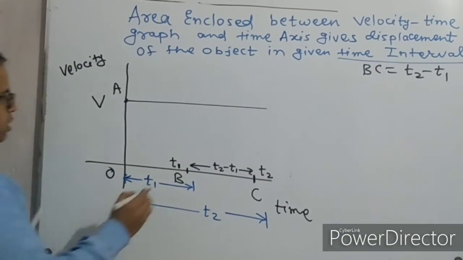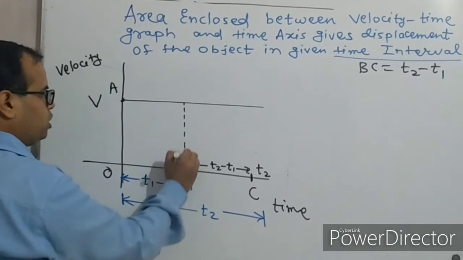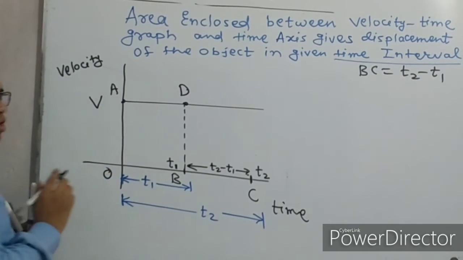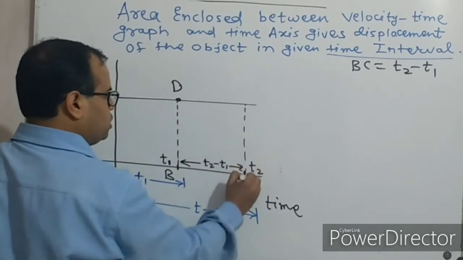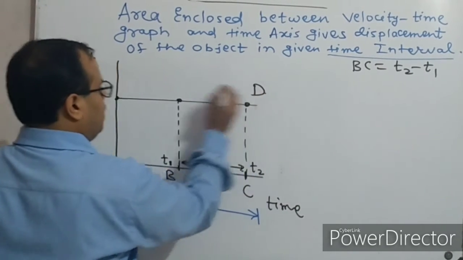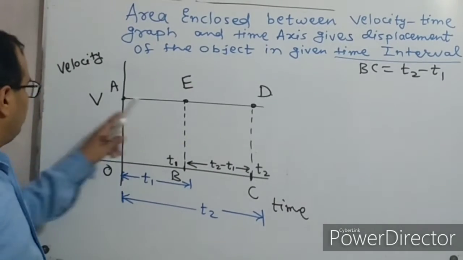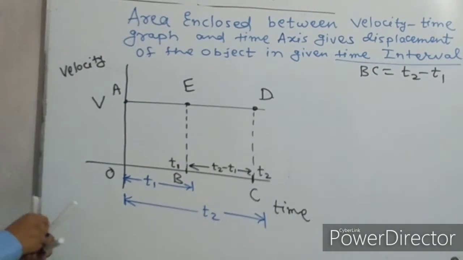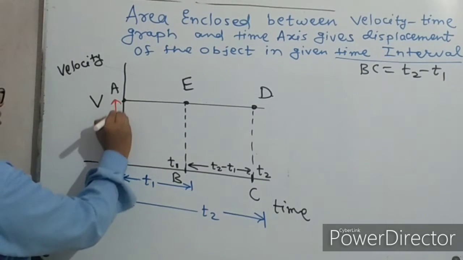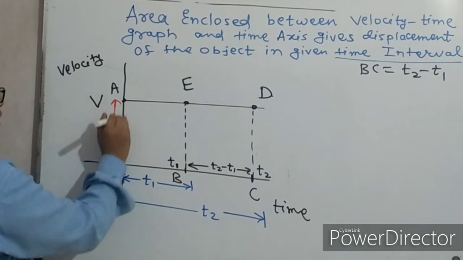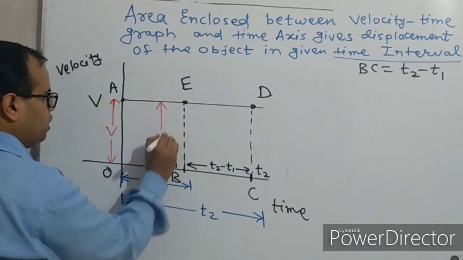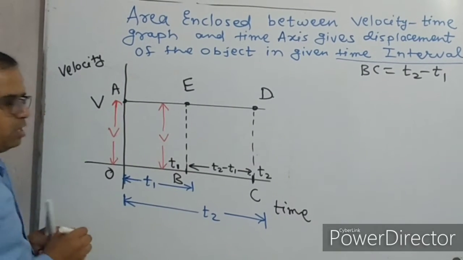Now at this point B, the velocity of the object is BC, say this is D. And its velocity is V only, and at point C also the velocity is V only, say it is D, and this is E. At both the points the velocity is V only. If the velocity is V, it means that from here up to here the velocity is V. If this is V, then this also has to be V only. EB is also V.